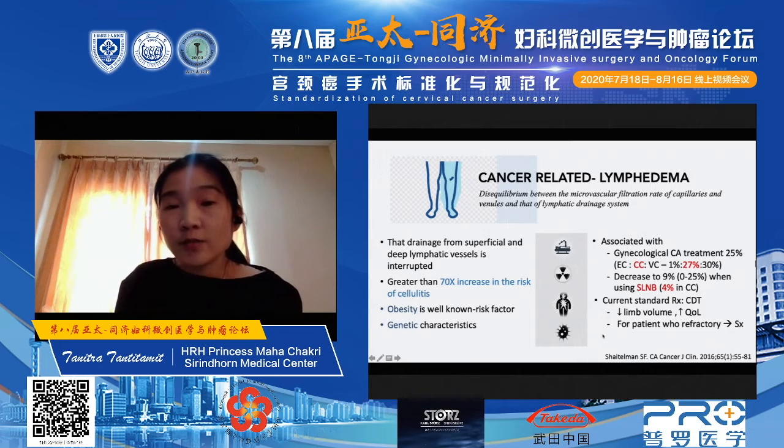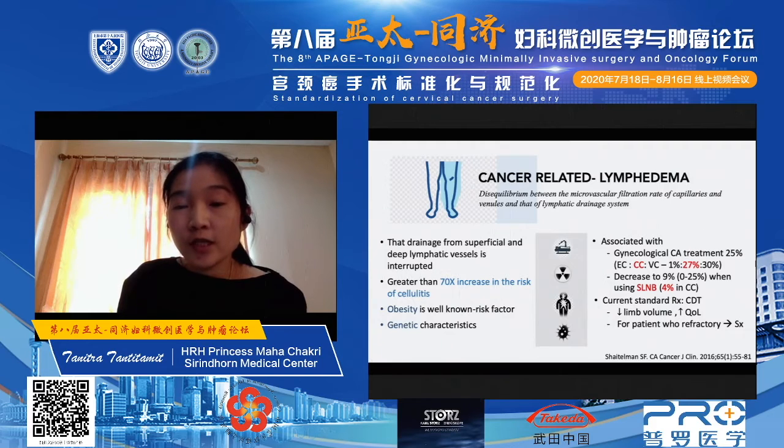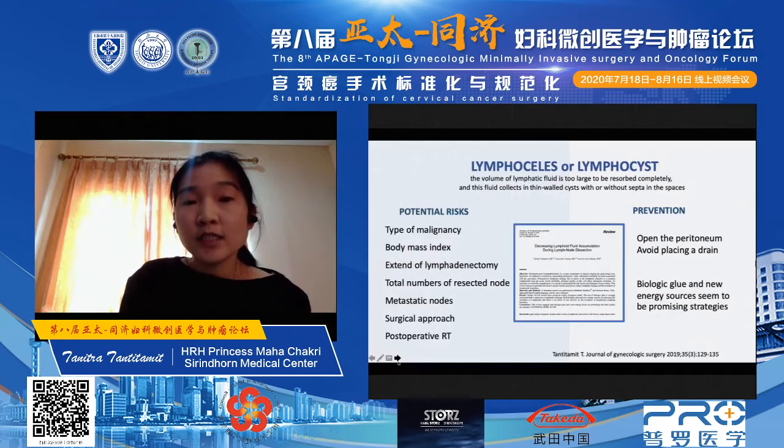The current standard treatment of this complication is complete decongestive therapy. From previous studies, it could decrease the lymph volume and improve the quality of life of the patient. And surgery is used only for patients who are refractory to CDT. The next complication related to lymphadenectomy is the lymphocele, or lymphocyst.